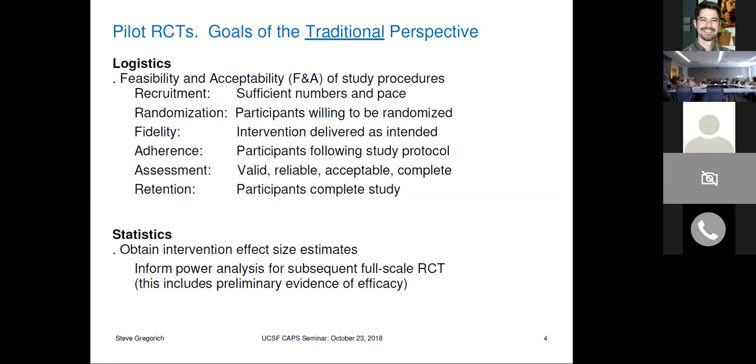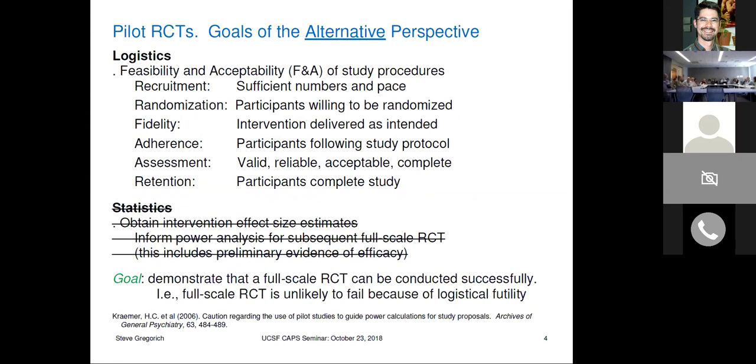And to some extent, people might talk about preliminary evidence of efficacy. In the alternative perspective, the statistical aspects of this have been removed, and there's more emphasis on all of the logistical aspects, so that you're really going to be talking about fidelity monitoring during your pilot trial, and you're going to have a definition of participant adherence to the intervention, and you're going to be looking at that. And so in the alternative perspective, it's all about logistics. So the quote is, pilot RCTs are about logistics, not statistics.